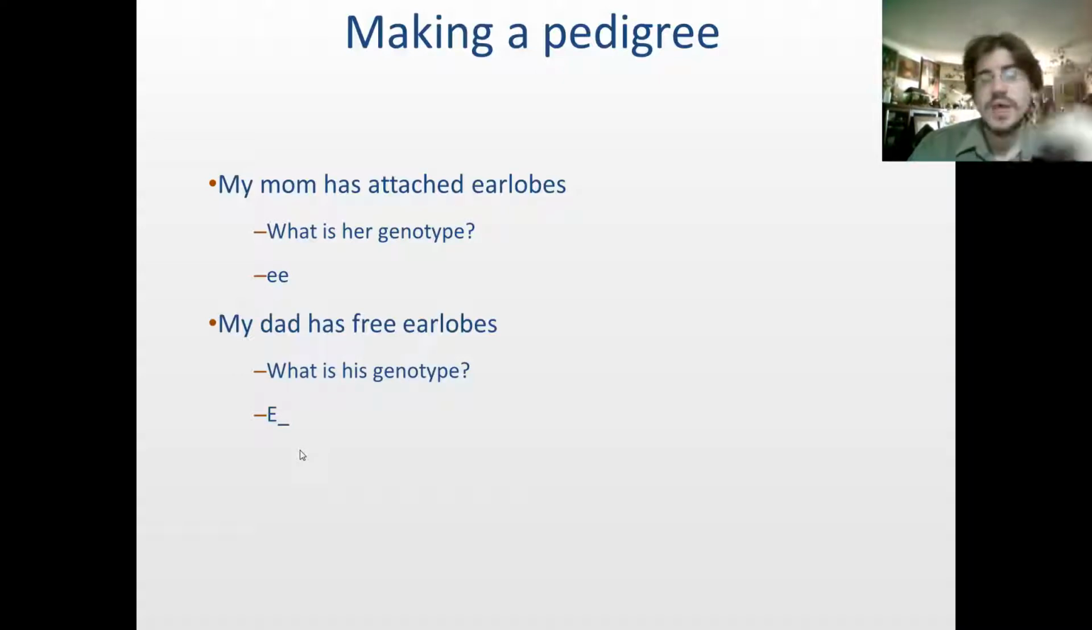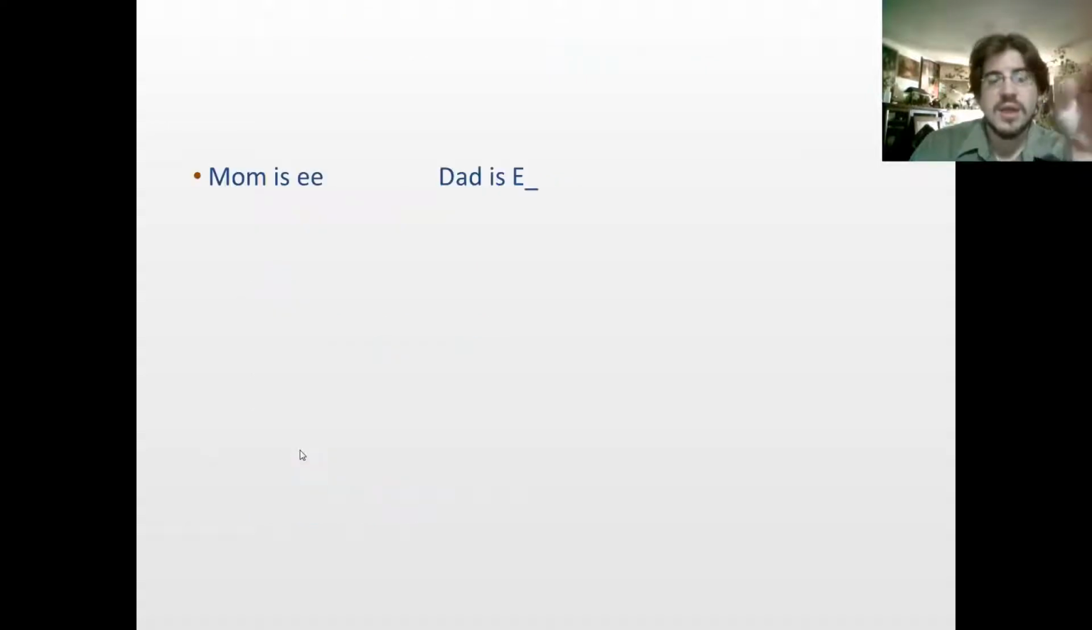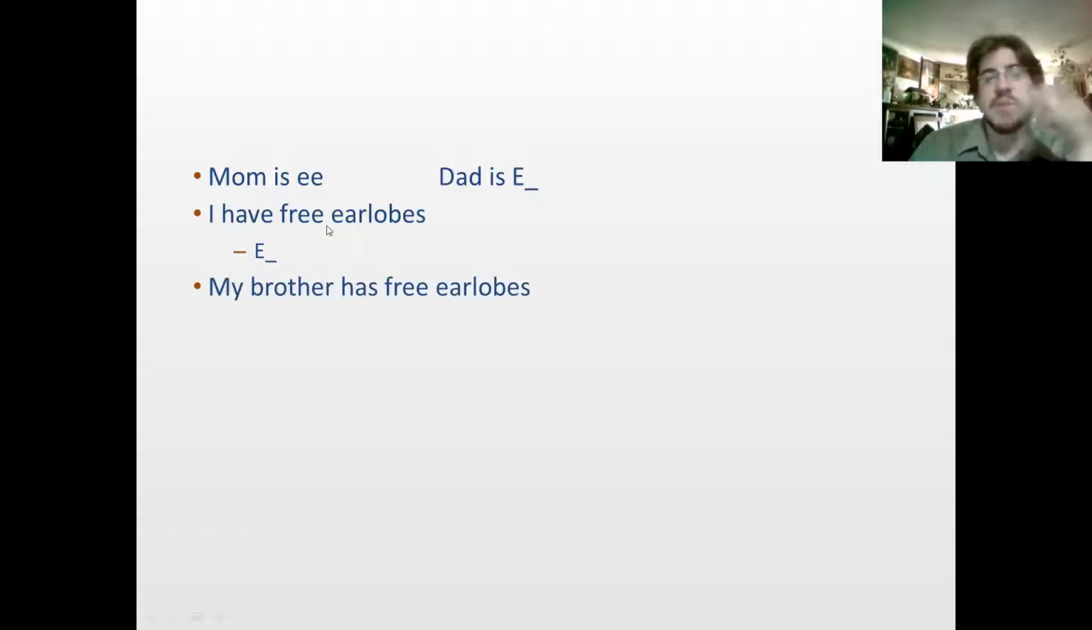So now let's look at the kids, me, my brother, and my sister, in order to see if we can't figure out the genotype. Here we go. Mom, homozygous recessive. Dad, not sure. One dominant allele. I have free earlobes. That doesn't help because there's the dominant allele. My brother has free earlobes. Not so helpful. We still don't know what dad's other allele could be.